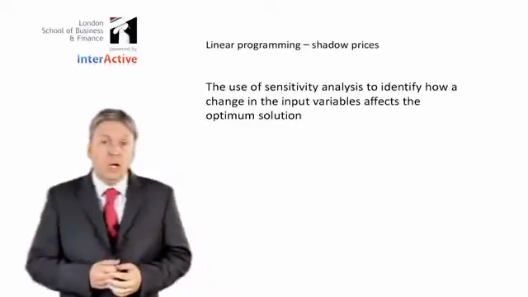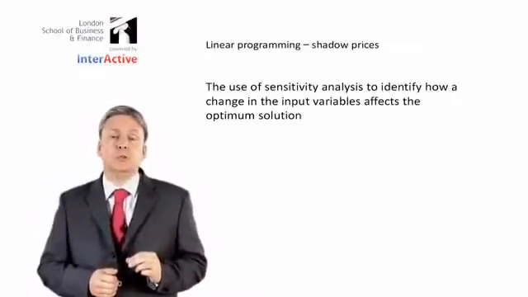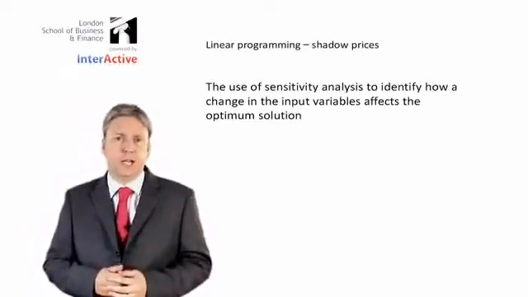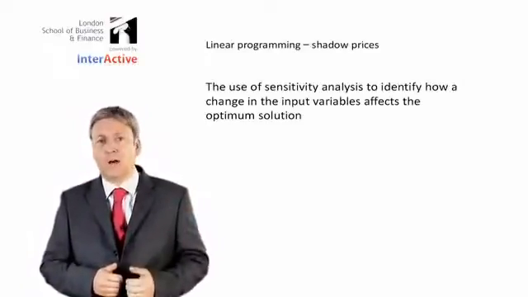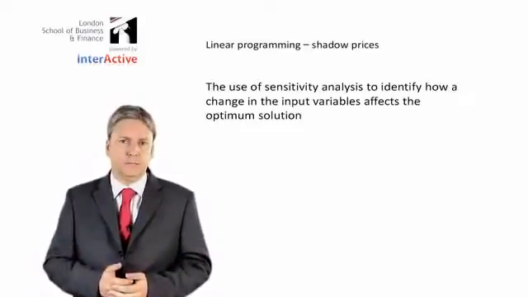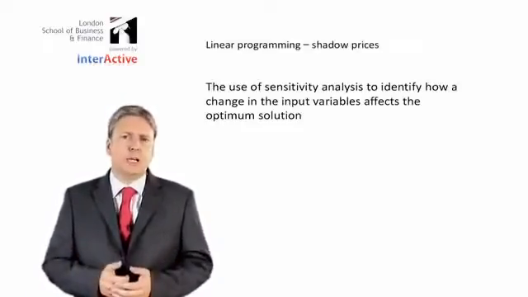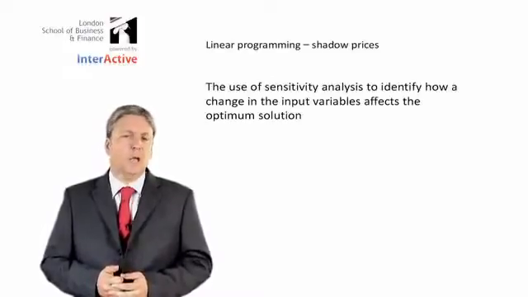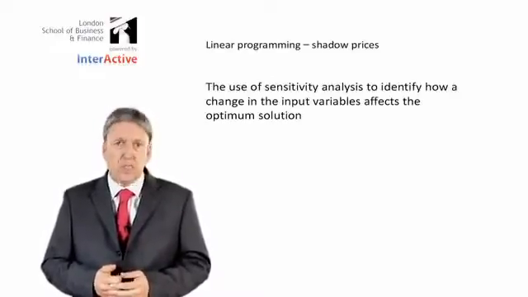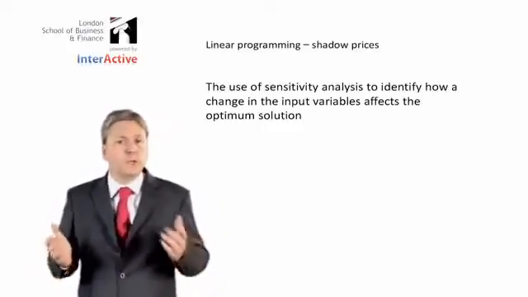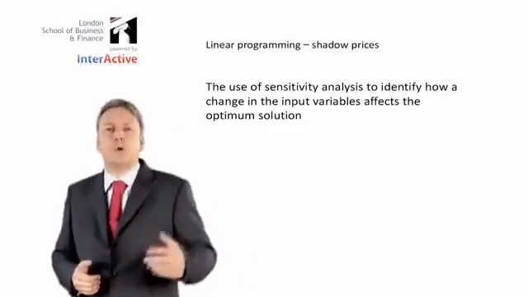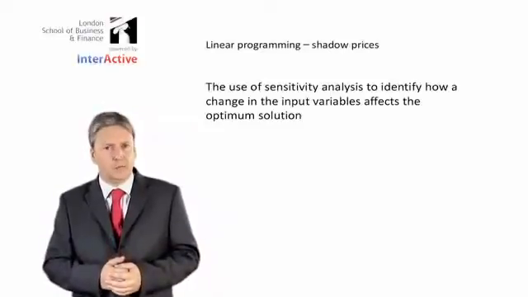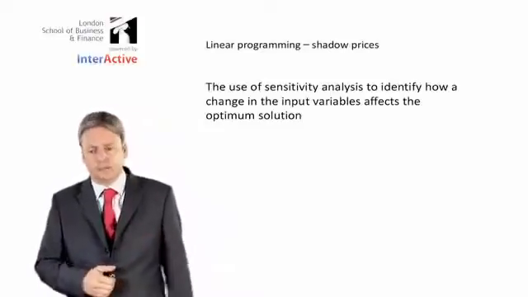What we want to know is how the optimum solution would change if, say, there were more or less hours in department A. To do this, we calculate something called a shadow price. The shadow price is simply the additional contribution that would be generated if we had one more unit, or in this case, an hour. Let's see how it's done.